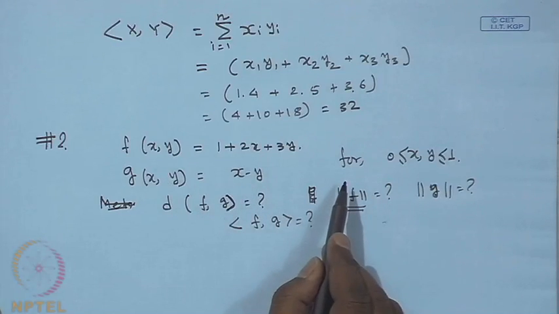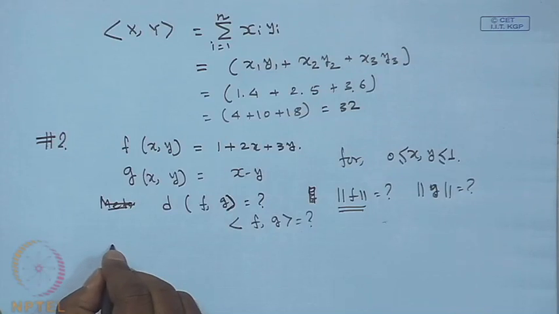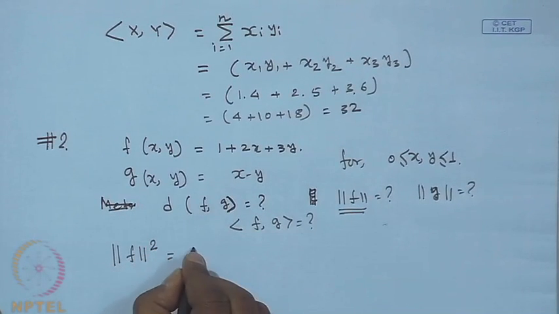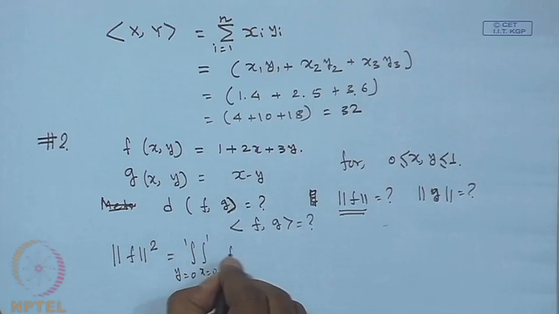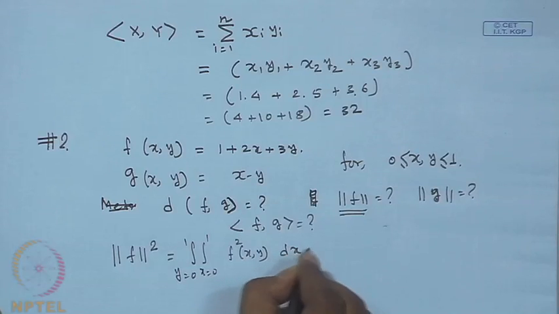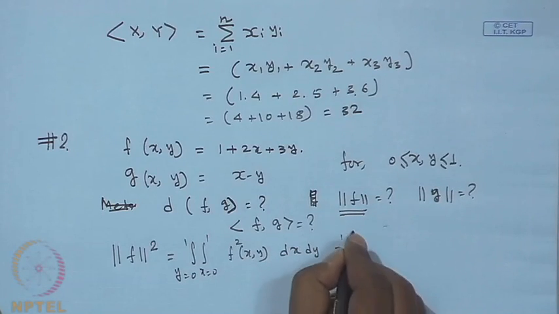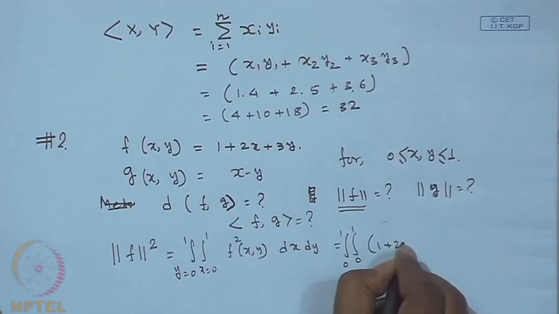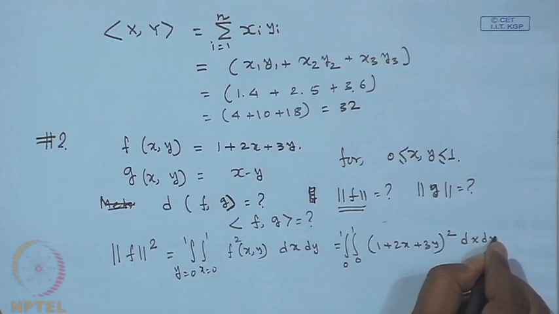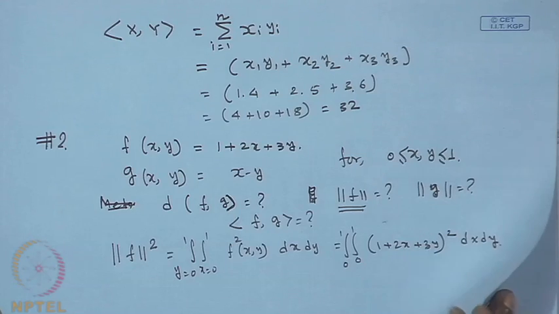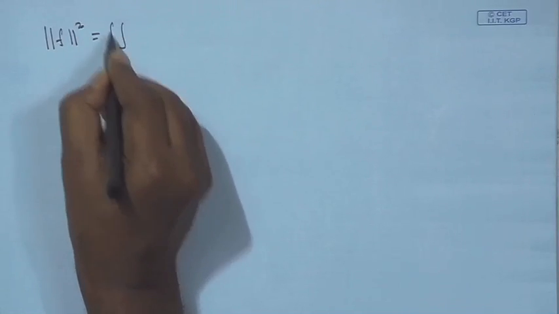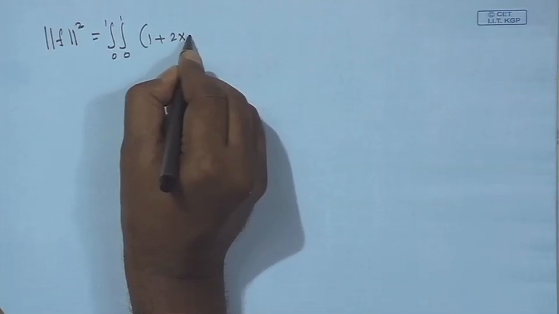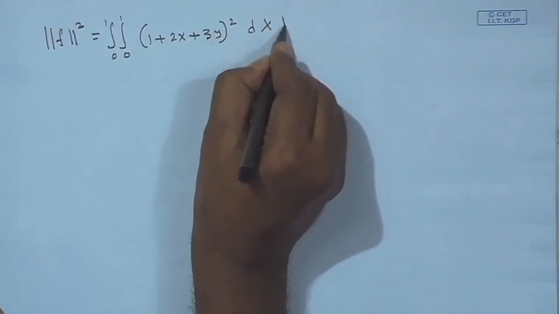Since it is a 2-dimensional function, the norm is represented by a double integral. So, the norm of f, the square of that, is nothing but the integral over x from 0 to 1 and another integral over y from 0 to 1 of f(x, y) square dx dy. So, this will be from 0 to 1, from 0 to 1, of (1 plus 2x plus 3y) square dx dy. So, basically you have to carry out this integral and find the answer. Let us see what we get.